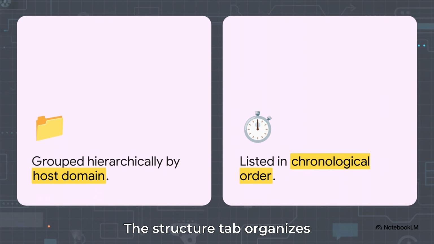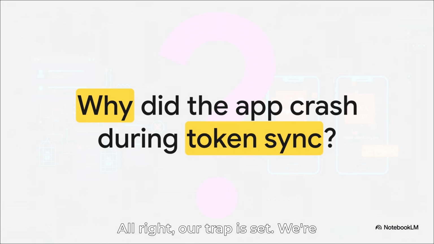The Structure tab organizes everything into really neat little folders based on the domain name. That's great for exploring an API's overall architecture. But then, there's the Sequence tab. This lists every single request chronologically right as it happens. For our active bug hunt today, this Sequence tab is exactly what we need to watch events unfold in real time.